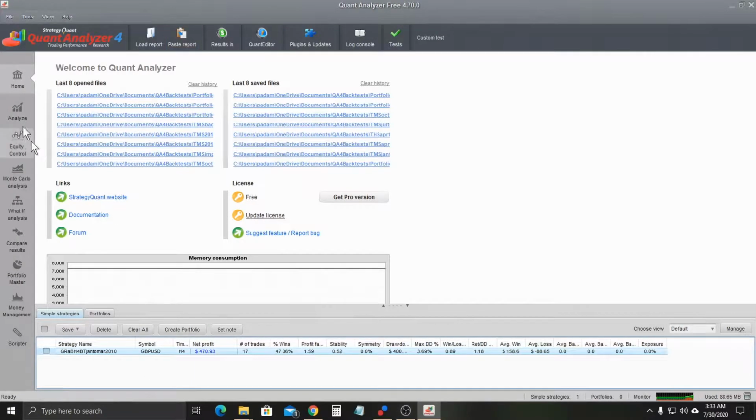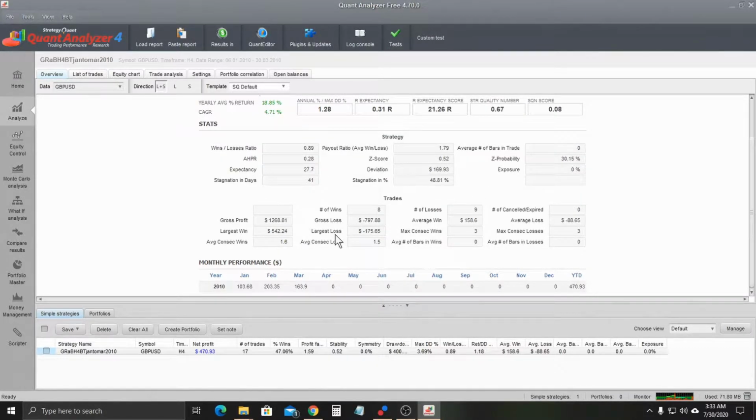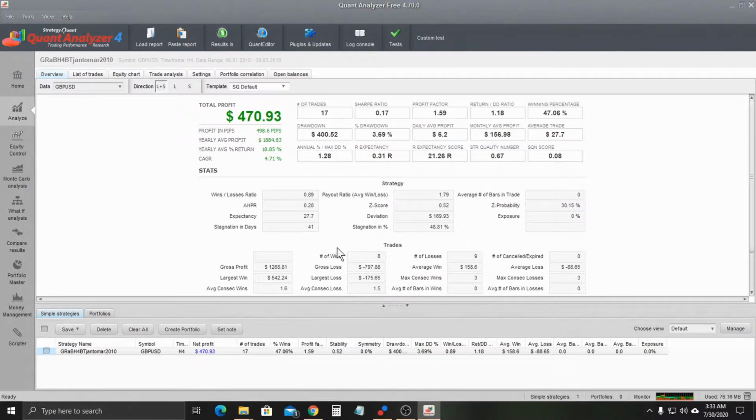Let's look at it over here. Analyze. And very interesting. So far, it's 18% annual return for the year, which is decent. That's pretty good. It's profitable right now, and that's only for one quarter, 3 months. The strategy was profitable January, February, and March. Very, very nice. So this was phase 1, January to March 2010.